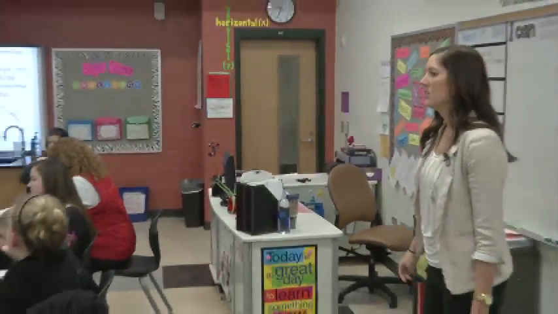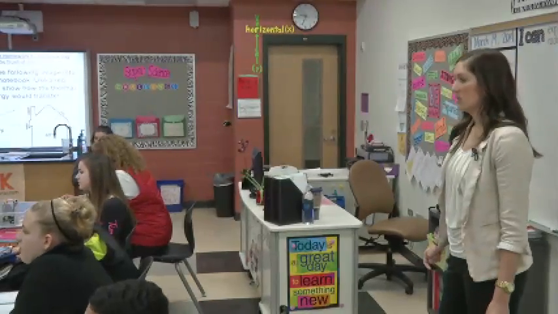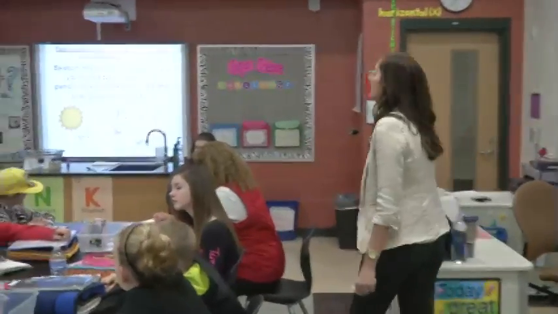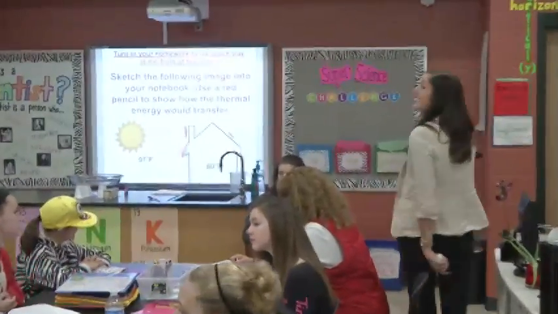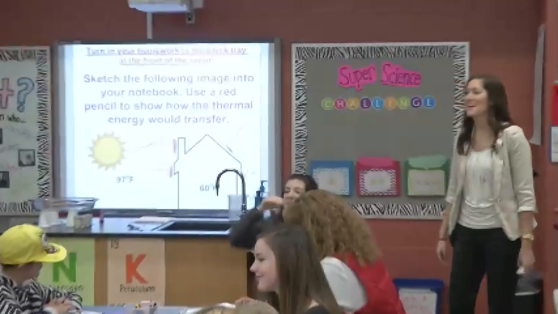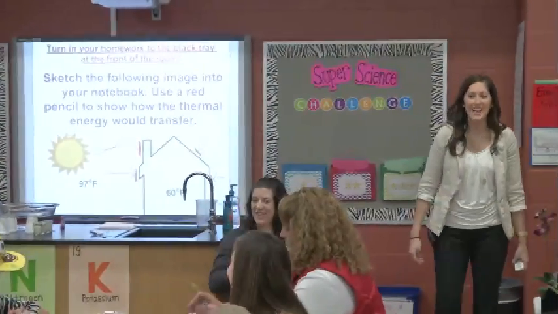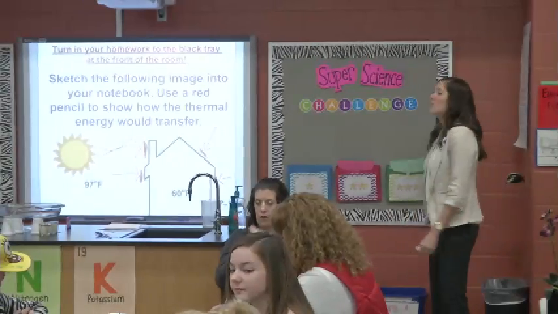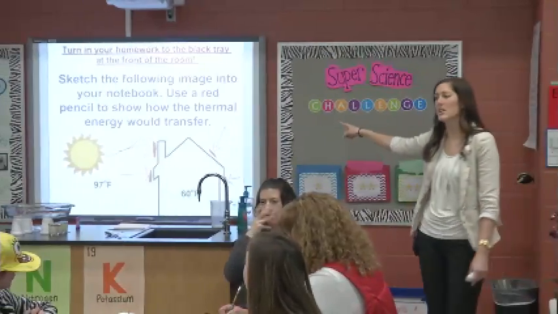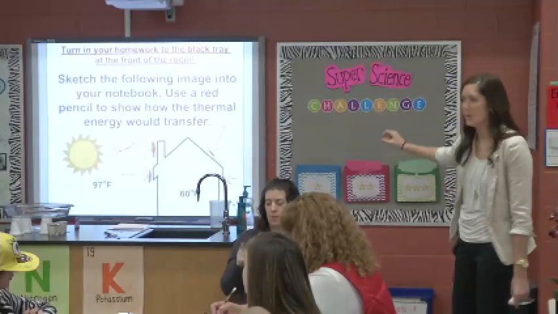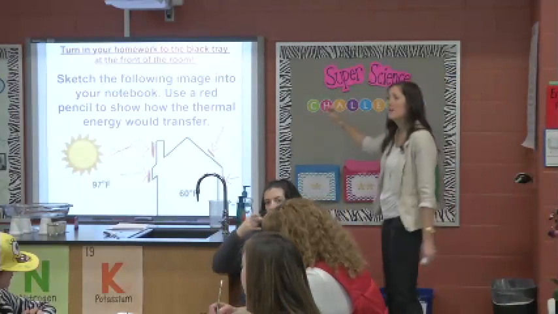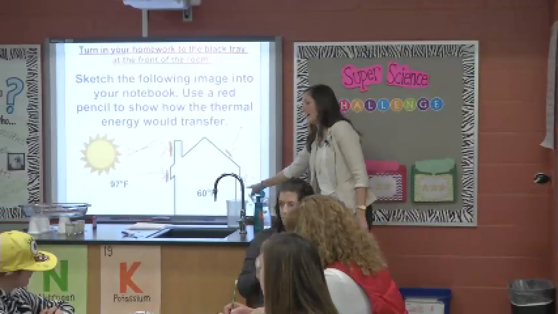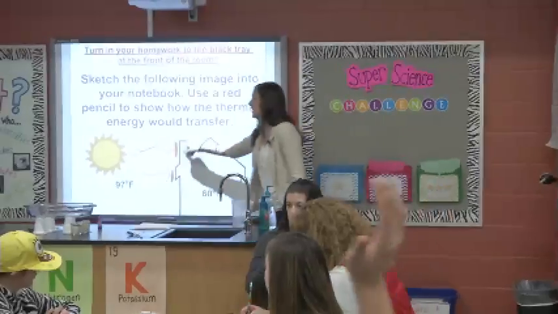Brynlee: Because the heat is always trying to go towards the place where it's not, because of equilibrium. Excellent. What do we mean by equilibrium? What does that mean? AJ? When thermal energy tries to enter a place where it's not. You got it. Thermal energy is always going to go to a place where there's less thermal energy, trying to achieve equilibrium.